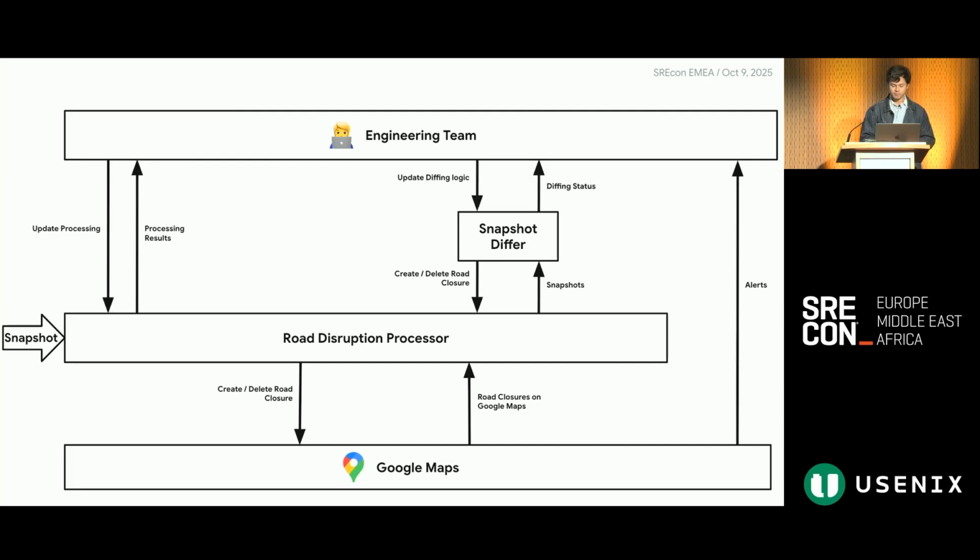And finally, we have the engineering team. What's really interesting about STPA is that it doesn't just model the technical parts of the system, but also the human parts. So it allows you to model the humans that interact with your technical systems. This engineering team owns the logic of the snapshot differ, and they also own the logic of the processor. And they're also the ones who should be paged when Google Maps is out of sync.